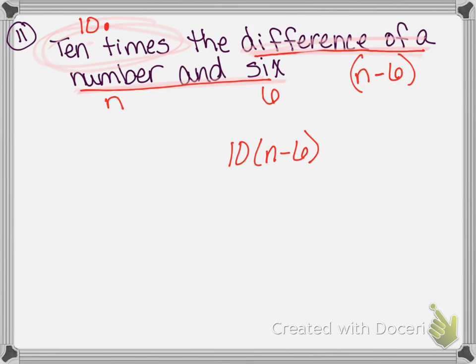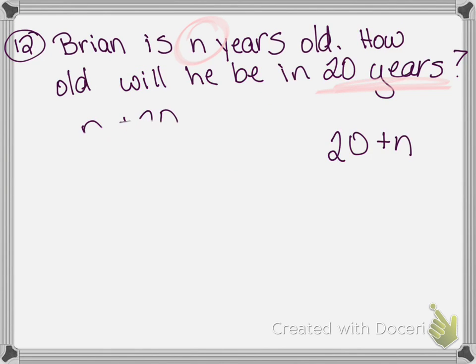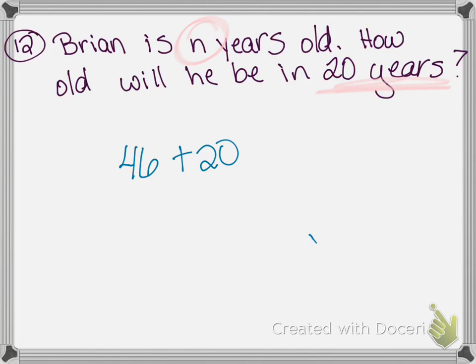Okay. Our last one, Brian. Brian is n years old today. How old will he be in 20 years? So if I am 46 today, what am I going to do with that to find my age in 20 years? Add 20. So if I'm not 46, how old is Brian? N. So that's n plus 20.